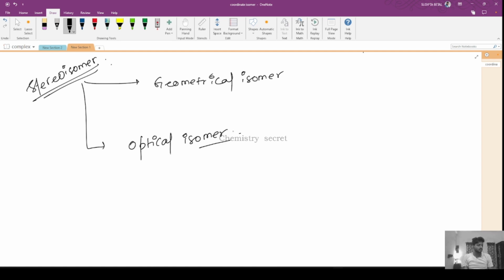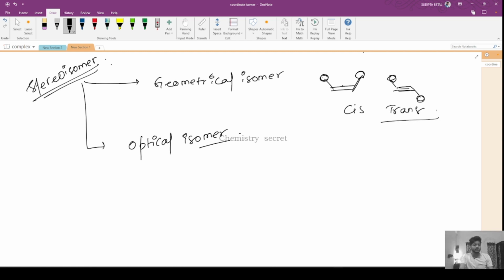Geometrical isomer, what is geometrical isomer? Based on its geometry or its stereochemistry, we think about cis and trans. In the case where a double bond is present, if the same type of species is present on the same side, that is known as cis, and if the same type of species is present on the opposite side, that is known as trans structure. So in the case of geometrical isomer, this concept helps us.